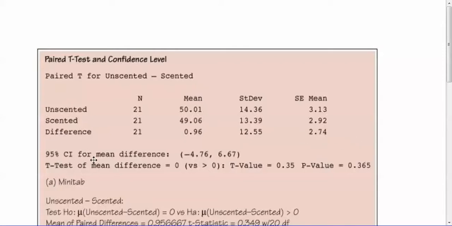So they did a confidence interval for the mean difference, negative 4.76 to 6.67, and they did a t-test of the mean difference equals 0 versus the alternative hypothesis that it is greater than 0. T-statistic of 0.35, which is not very far away from 0, so as you might expect, the p-value is pretty large, 0.365. So really, you don't actually even need to know the information for the unscented and the scented.